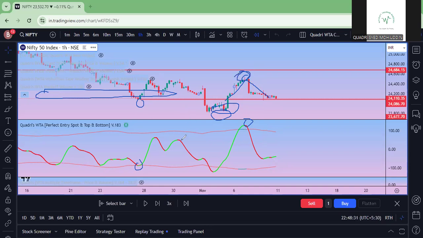So there are two things. Either you would get a top and bottom, and along with the top and bottom you would get an entry technique to enter based on the top and bottom. So let us see what happens later on.